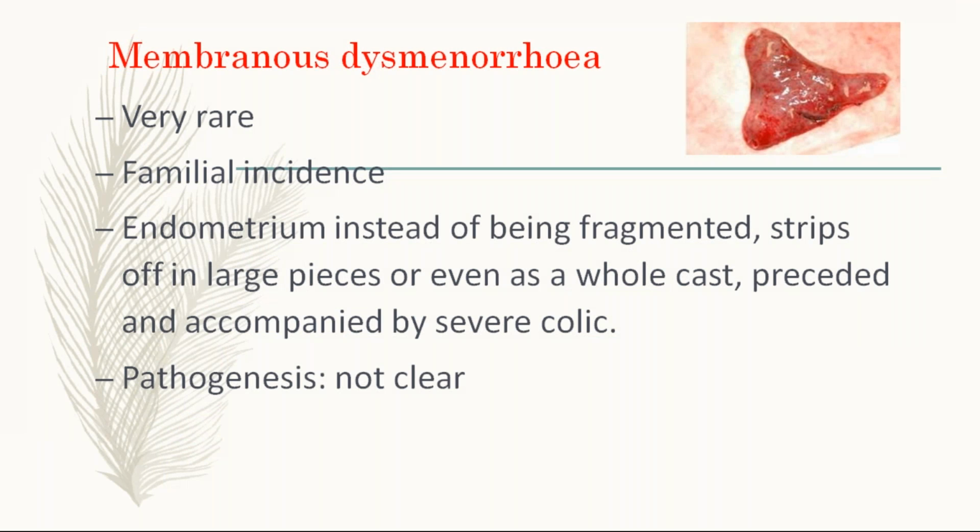Coming to a rare variety, membranous dysmenorrhea, this is very rare. There is familial incidence. Endometrium, instead of being fragmented, strips off in large pieces or even as a whole cast, preceded and accompanied by severe colic. Pathogenesis is not clear. Generally, endometrium will be fragmented and comes out of the cervix. In membranous dysmenorrhea, it will not be fragmented and it strips off and is shed in large pieces.